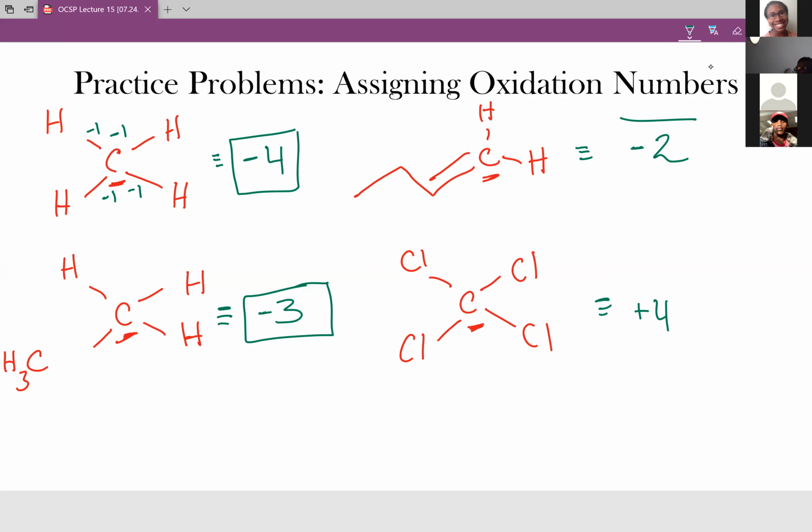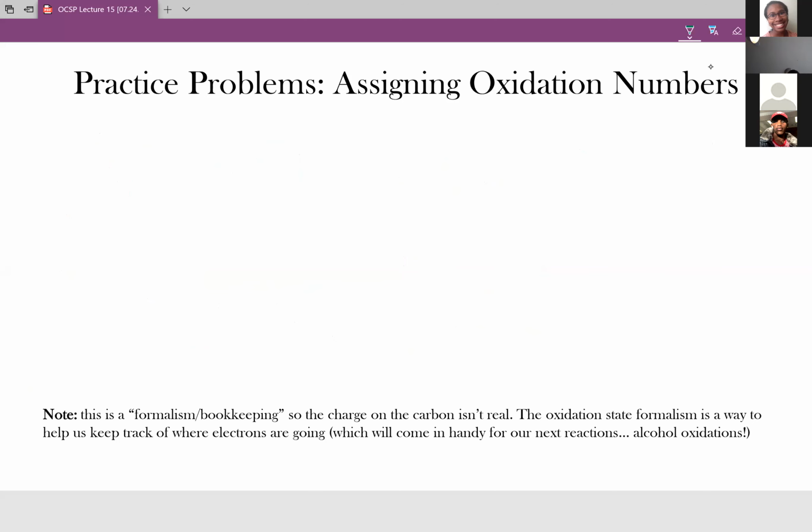So it seems like you guys are comfortable with assigning oxidation numbers. It's important to note that this is just a formalism, a bookkeeping idea. The charges that we're putting on the carbons aren't real. The oxidation state formalism is just a way to help us keep track of where our electrons are going in our redox reactions. This is going to come in handy for the next reactions we're going to focus on, which are the alcohol oxidation reactions.